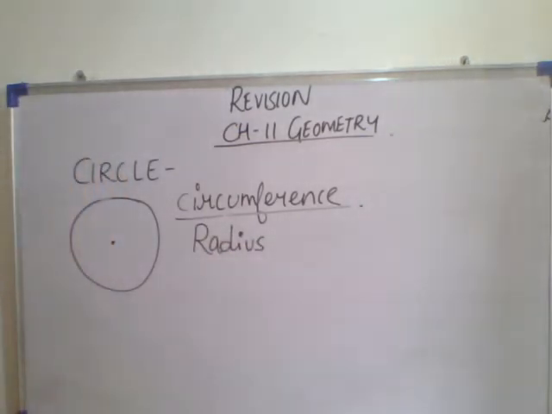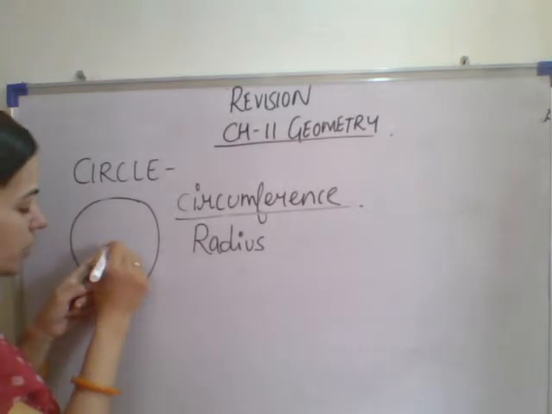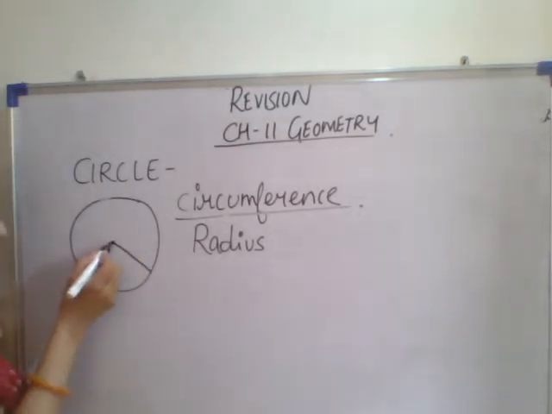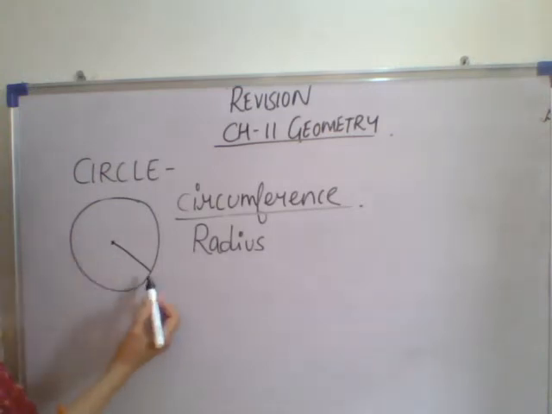Next comes the radius. What is radius? It is a line segment whose one end is on the center and the other end lies on the circumference. Suppose this one is the radius, because one end lies at the center and the other end lies on the circumference, on this boundary of the circle. So this is the radius.